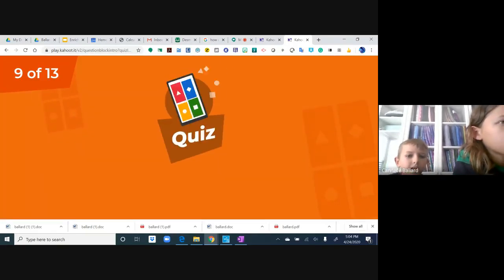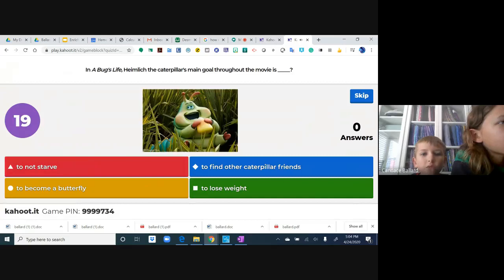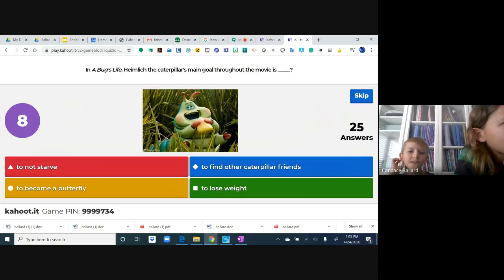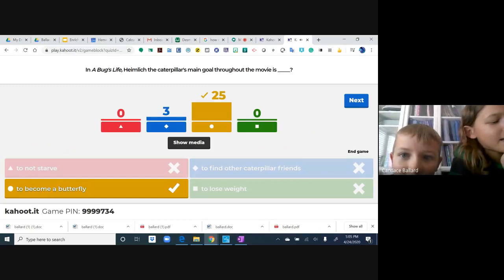Okay. In A Bug's Life, Heimlich the caterpillar's main goal throughout the movie is to not starve, to become a butterfly, to find caterpillar friends, or to lose weight. Why would an insect lose weight? Funny. Yeah, that's funny. Yes, to become a butterfly. I actually did not know that.